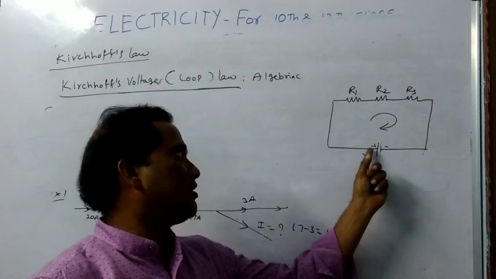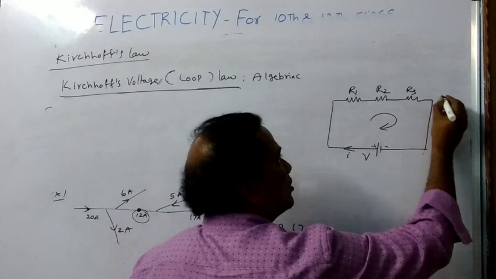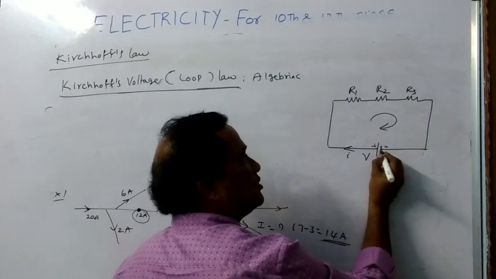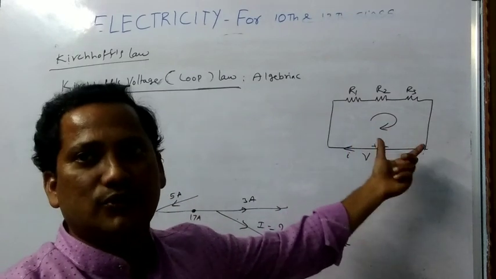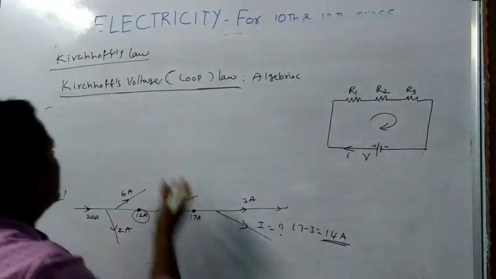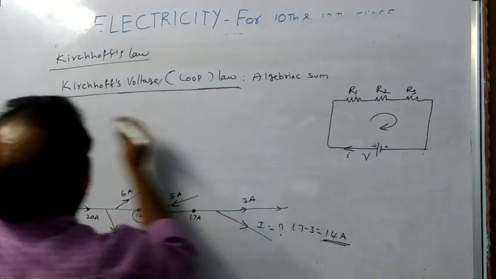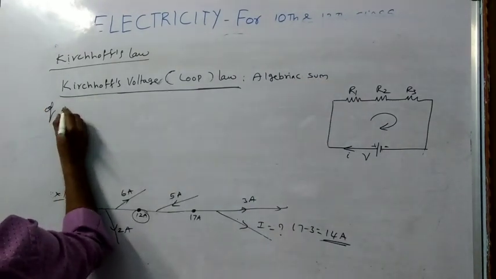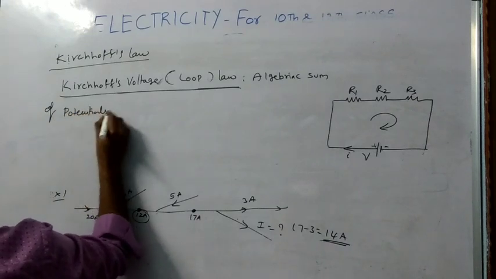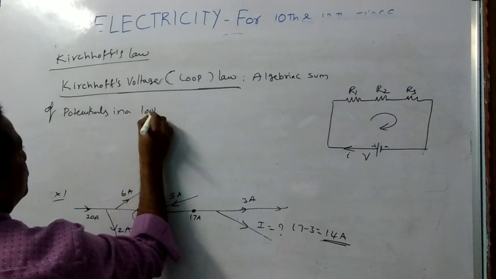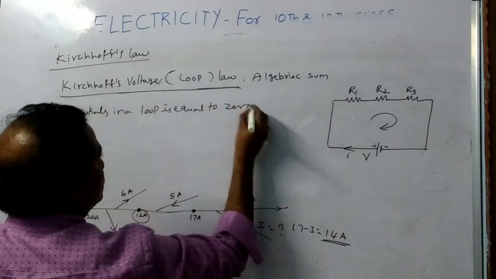Whenever it is connected to the battery, the current will pass like this, through R1, R2, R3 and return back to the negative terminal. That means a loop will be completed there, and current will pass through this circuit. This is a loop. So the statement for this will be: the algebraic sum of potentials or voltages in a loop is equal to 0.